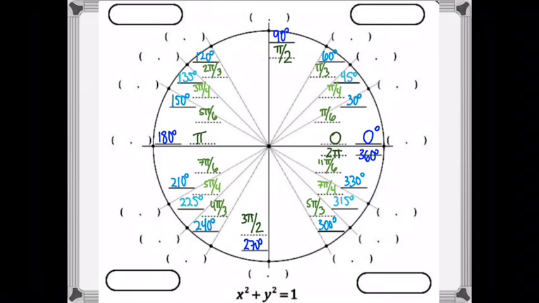Okay, in this video we're going to take a look at how to get all of these parentheses filled in so we can use this unit circle to evaluate trigonometric functions, hopefully with ease.